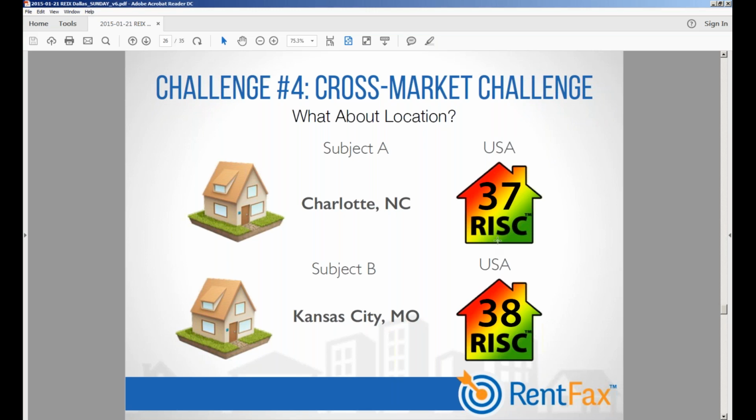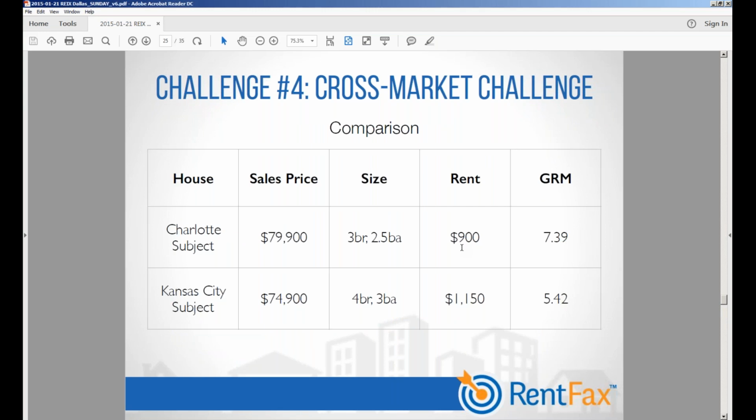In this particular example of the score, we use the national score, the USA score. What this is doing is comparing your property to all the other properties in the country. So when we compare 2 properties, Charlotte and Kansas City, we'll use this national score because we're using the same measuring stick. And in this particular example, they both scored about the same. So what does that tell us? From a risk perspective, they share a common risk profile.